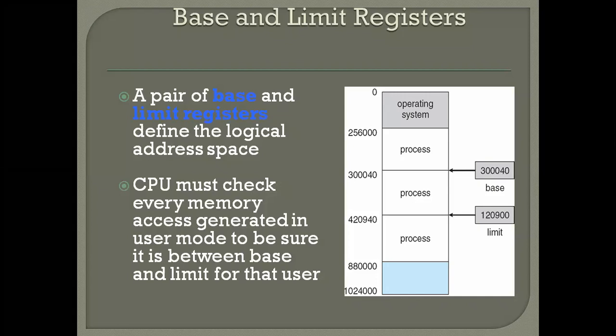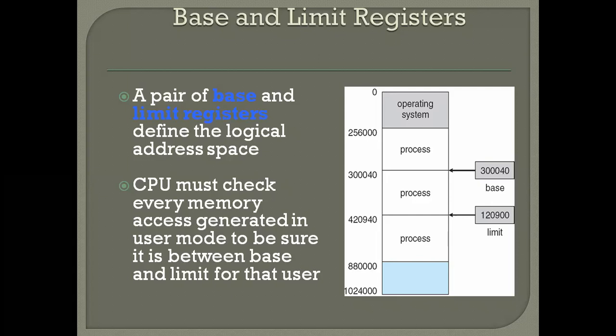So the memory is central to the operation of modern computer systems, and memory consists of a large array of words or bytes, each with its own address. The CPU fetches the instructions from memory according to the value of the program counter, and these instructions may cause additional loading from and storing to specific memory addresses.